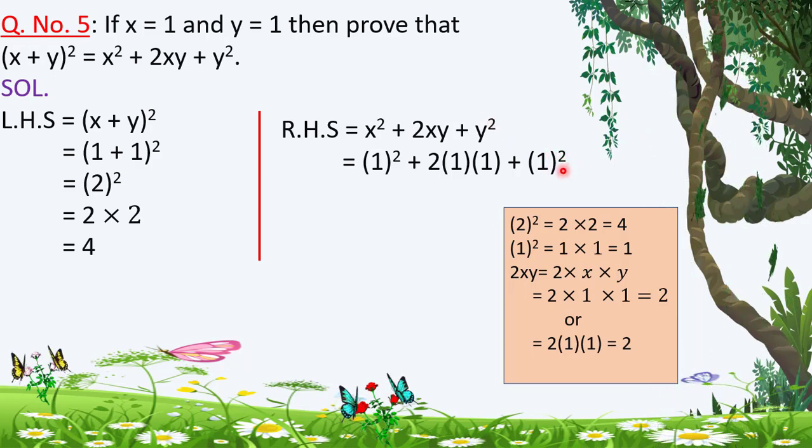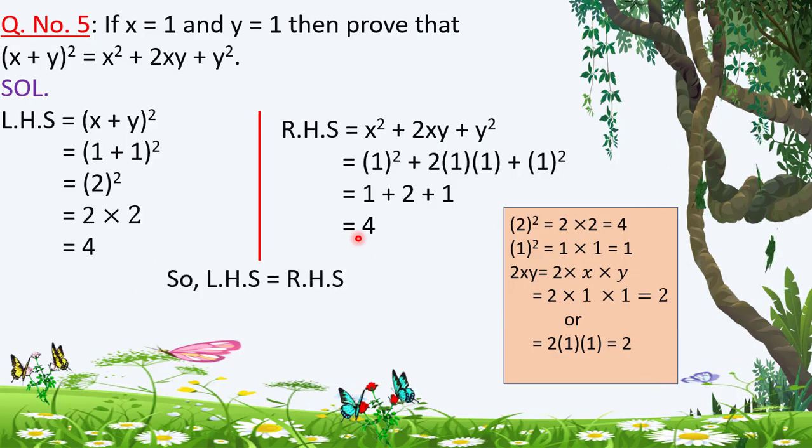As you know that 1 square means we have to multiply 1 by itself. In this way we'll get the answer 1. So we write 1 here, plus 2 multiplied by 1 multiplied by 1, we'll get the answer 2 in this way. So we write 2 here. Again write plus sign as it is, and 1 square means you have to multiply 1 by itself. In this way you will get the answer 1 again. Now 1 plus 2 plus 1, that will be equal to 4. And you can see that left hand side is equal to right hand side. Hence proved.